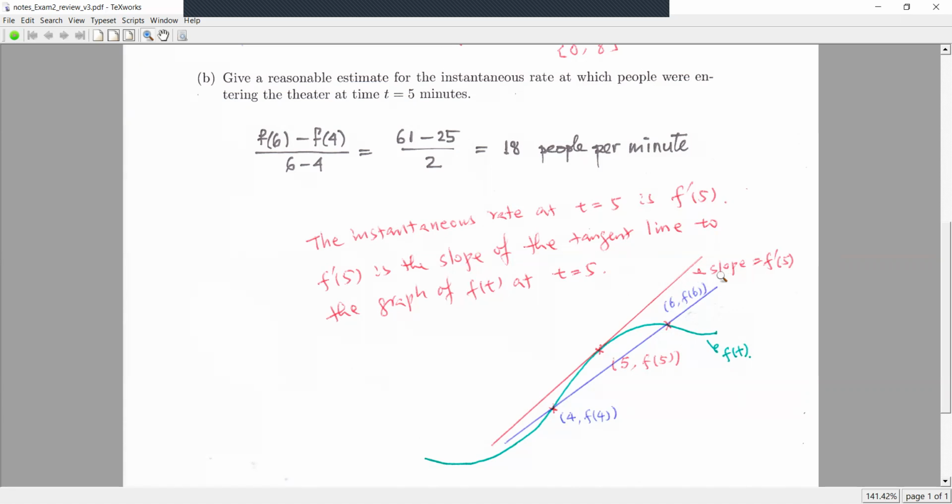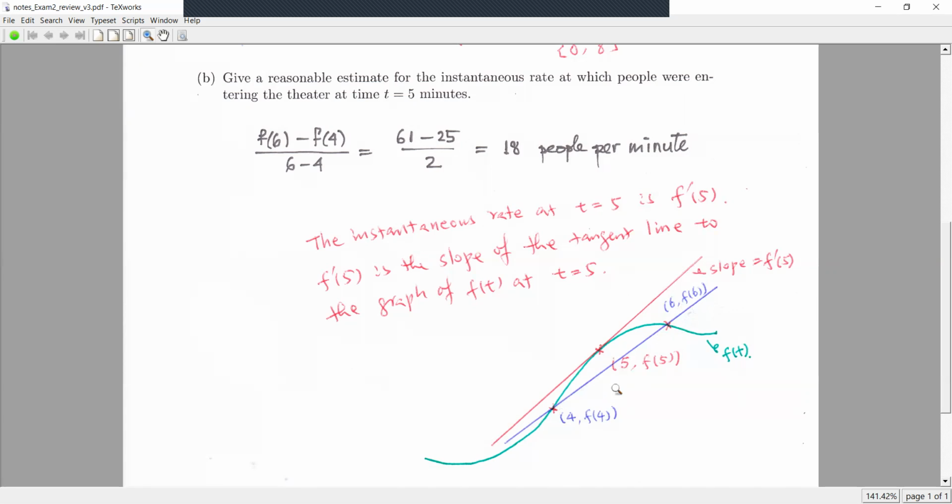To estimate the slope of the tangent line, I pick two nearby points on the graph. One is 4, f of 4. The other one is 6, f of 6. Then join these two points with a line. This line is a secant line. I want to use the slope of this secant line to estimate the slope of this tangent line.